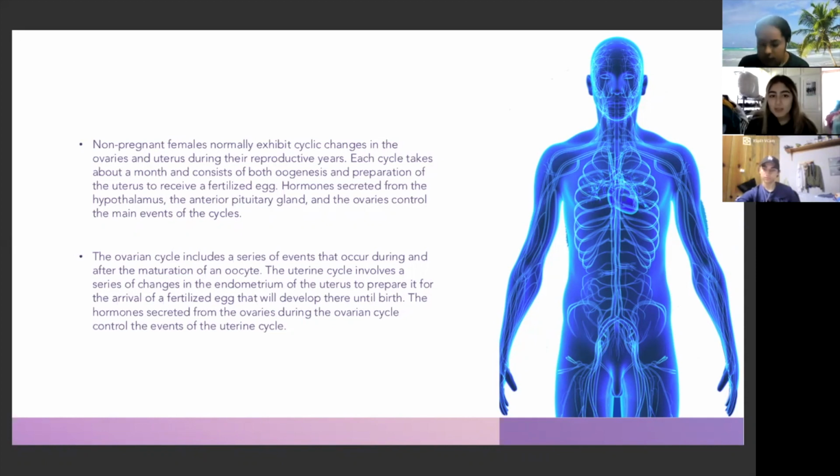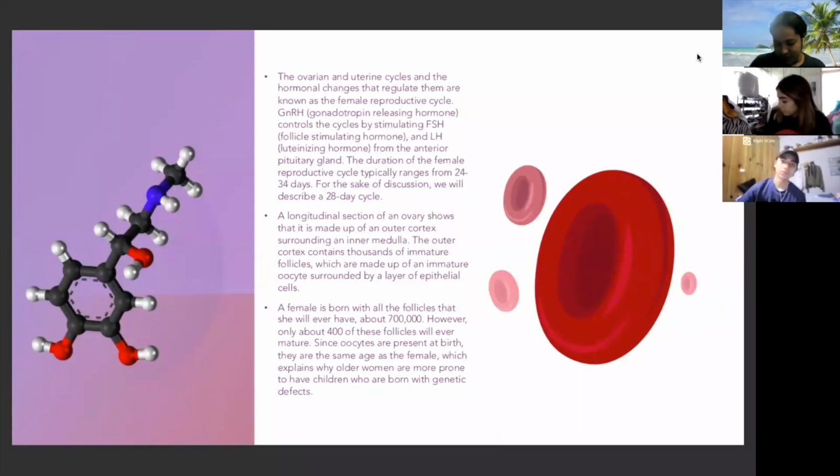The ovarian cycle includes a series of events that occur during and after the maturation of an oocyte. The uterine cycle involves a series of changes in the endometrium of the uterus to prepare it for the arrival of a fertilized egg that will develop there until birth. The hormones secreted from the ovaries during the ovarian cycle control the events of the uterine cycle. The ovarian and uterine cycles and the hormonal changes that regulate them are known as the female reproductive cycle.